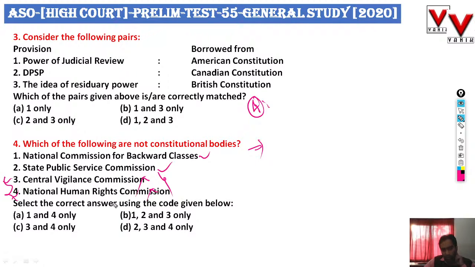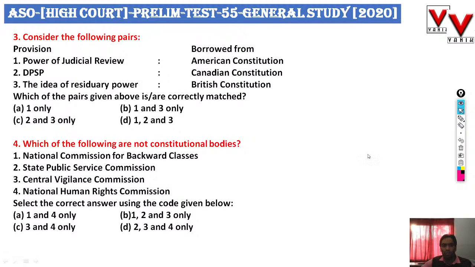Statutory means by the Act of Parliament. So the right answer is going to be 1 and 2, as mentioned under select the correct answer using the code given below. But we have to note that the question says not. So 1 and 2 are constitutional, and 3 and 4 are not constitutional. So the right answer is going to be 3 and 4, that is C. Right answer is C.